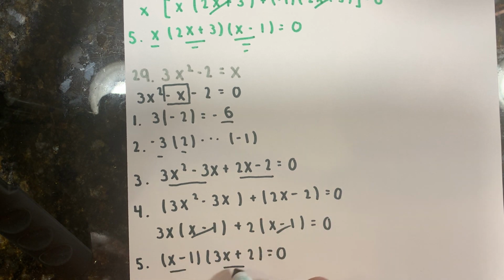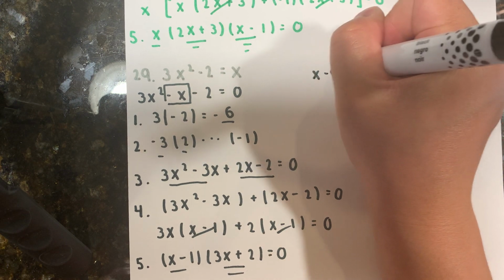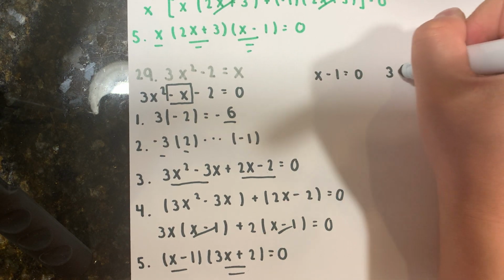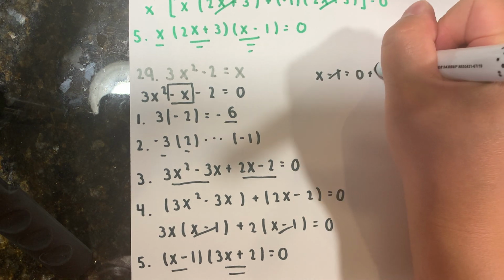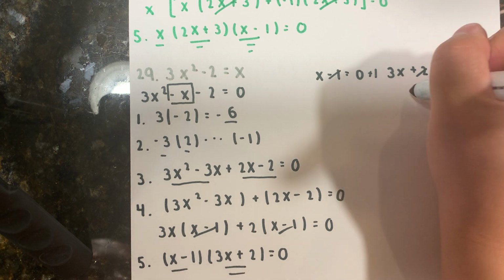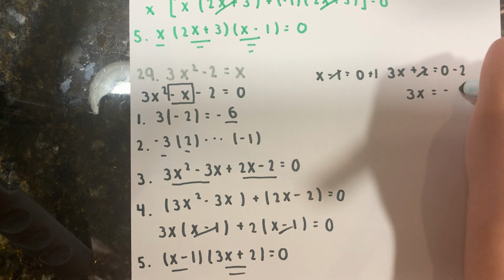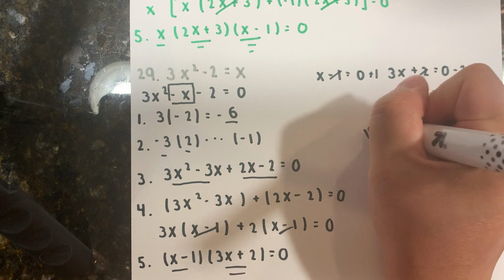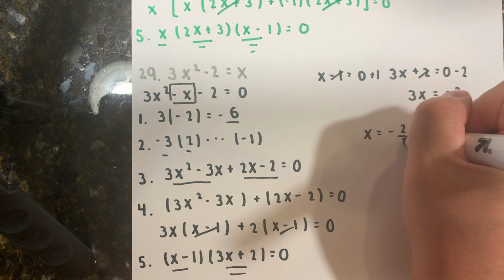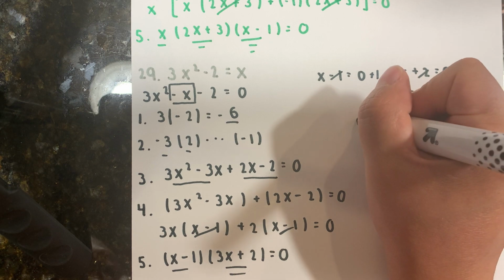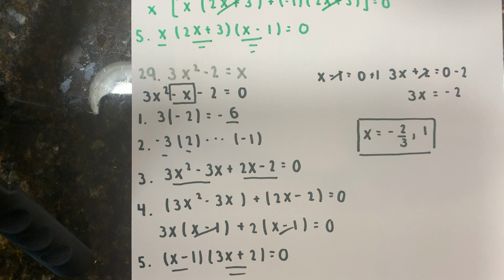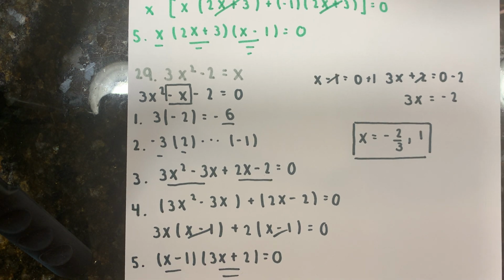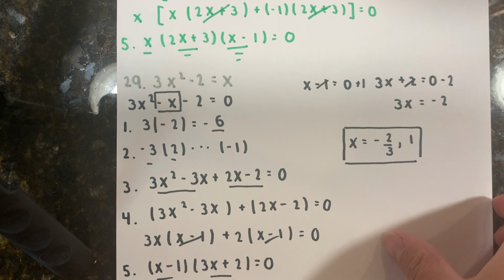And I have to solve for 2 equations. So I set x minus 1 equal to 0, and then I set 3x plus 2 equals 0. Move the 1 to the other side, move the 2 to the other side. So I get 3x is equal to negative 2. So my first answer is going to be negative 2/3. My second answer will be positive 1. And that is all. So if there's no factoring at the beginning, then there's only 2 answers. If there was, then you have 3.